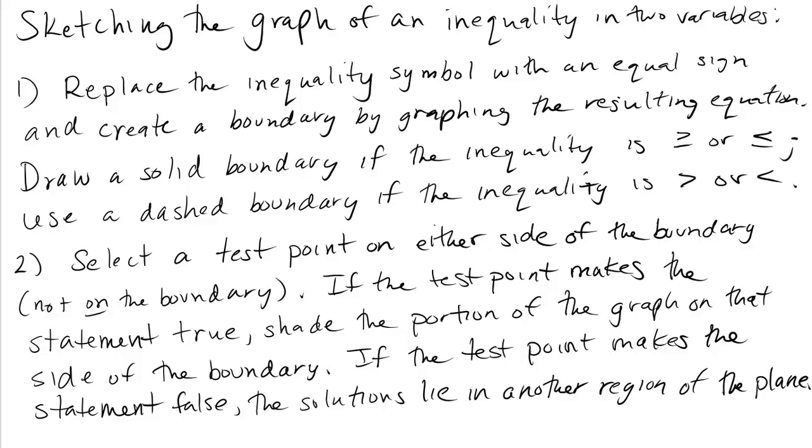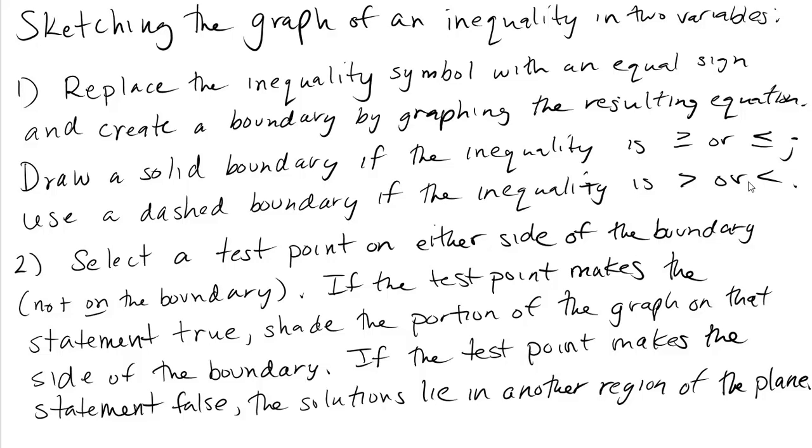If the inequality is not strict and has a greater than or equal to or a less than or equal to, you draw a solid boundary, so a solid line or a solid curve. We use a dashed boundary if the inequality is strictly greater than or strictly less than. And the convention we're using here is when you use a solid boundary, those points are included in the solution. And when you use a dashed boundary, those are not included in the solution.